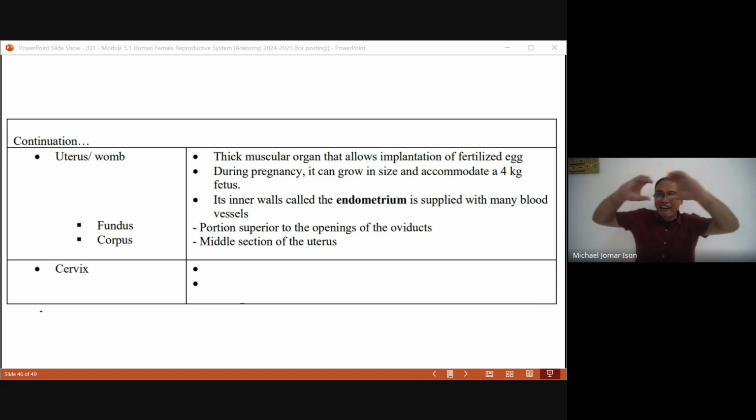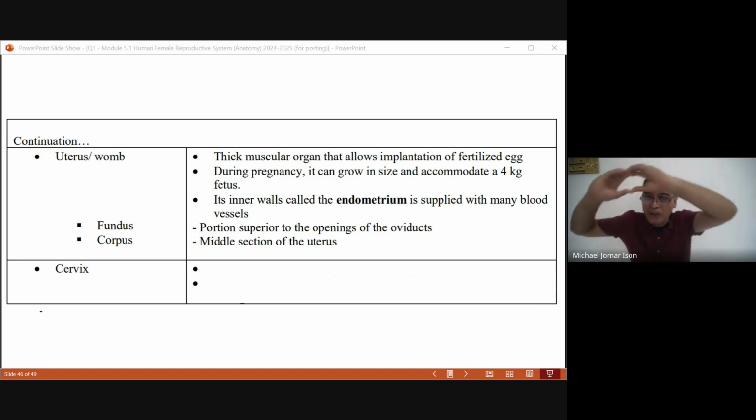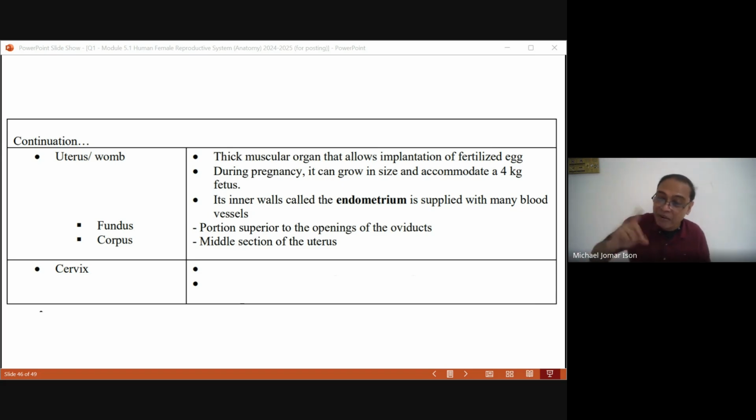Okay, can I see a heart reaction if you got that portion about the uterus? Okay, very good. That's why it is very important.